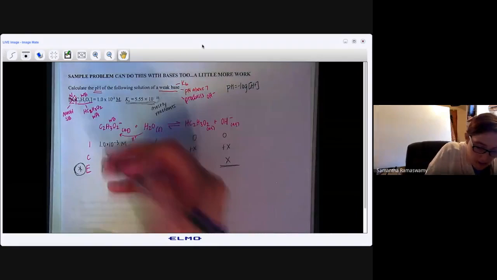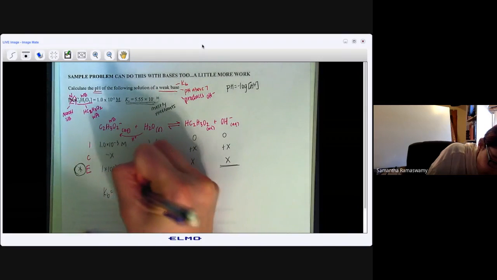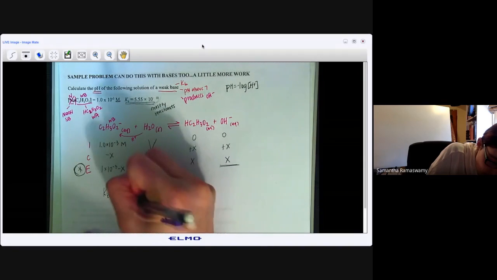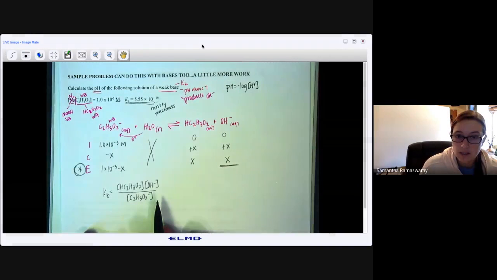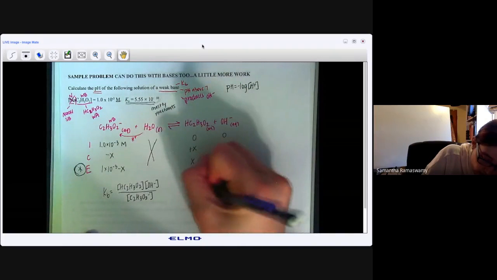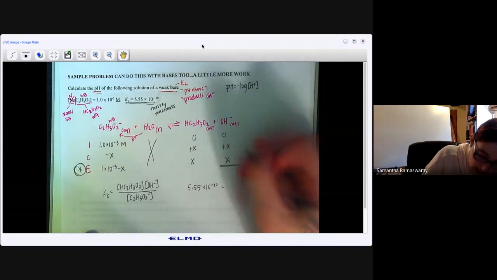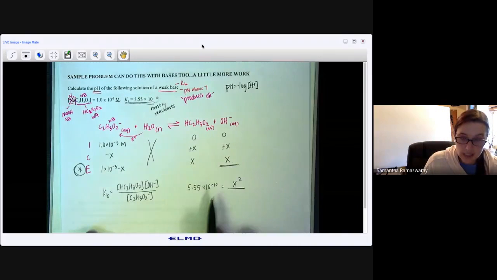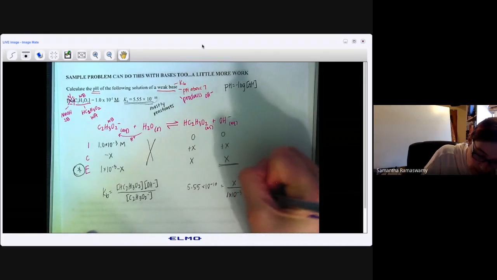So I'm going to go ahead and use my Kb. I'll start by writing the expression: HC2H3O2 times OH- over C2H3O2-. Again, water is not included because it's a liquid. And I'm going to plug everything in. So my value of Kb is 5.55 times 10 to the negative 10, x times x on the top. Right, I'm using what exists at equilibrium because this is an equilibrium expression. Over 1 times 10 to the negative third minus x.